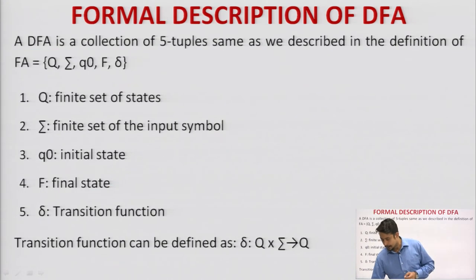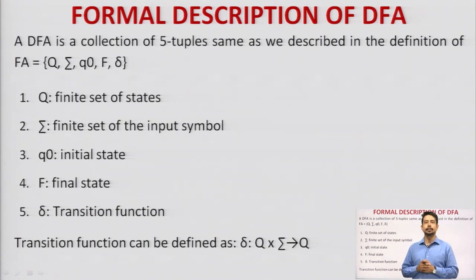Clear? Now let us go to the next topic, the formal description of a DFA. This is exactly similar to what we have learned about the formal description of finite automata. We have all five tuples. The only difference is with the transition function. This is the one which defines the difference between DFA and NFA. Other than that, all are the same.